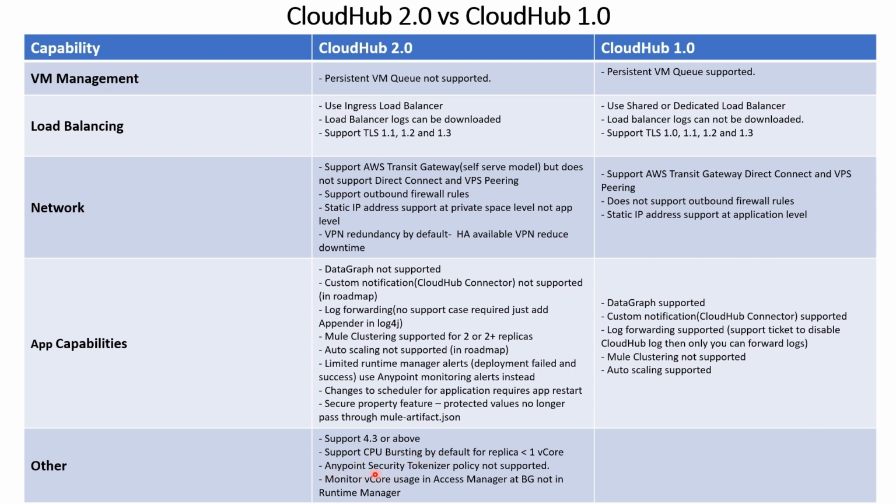CloudHub 2.0 does not support Anypoint security tokenization policy or other WAF policies. In CloudHub 2.0, if you want to monitor vCore usage, you can do that in Access Manager at business group level, and this usage monitoring is not available in Runtime Manager.